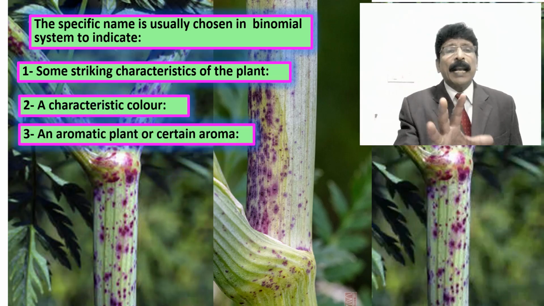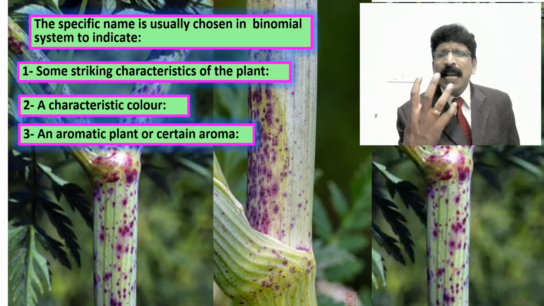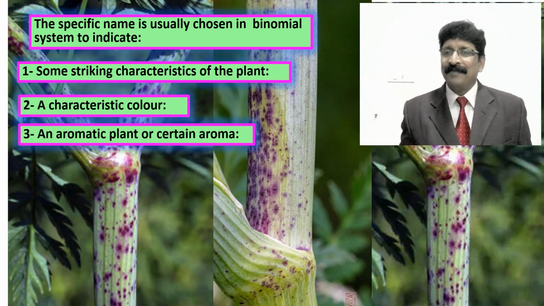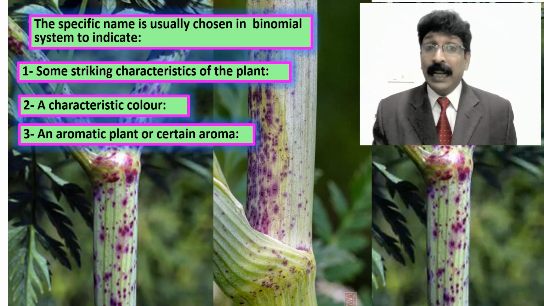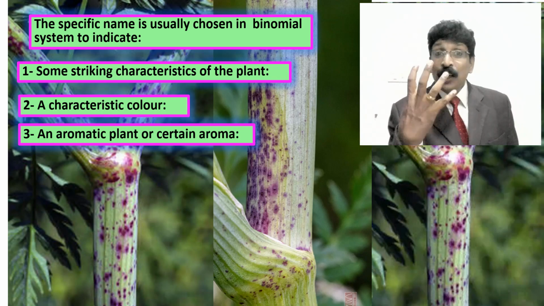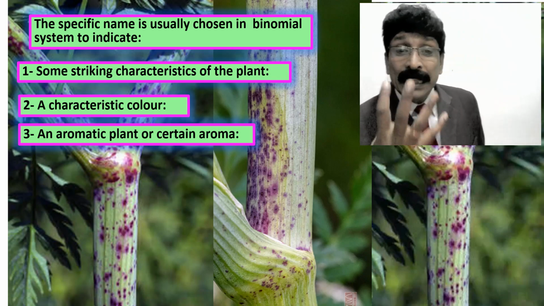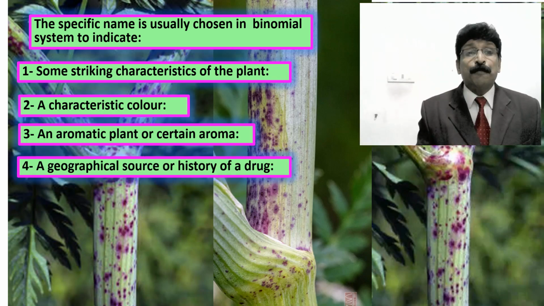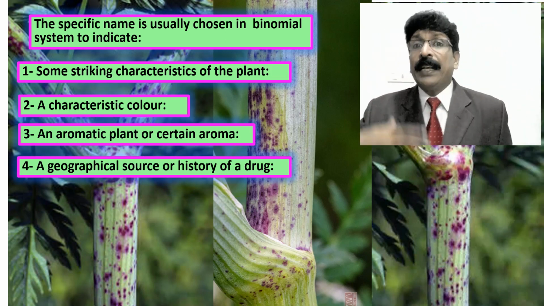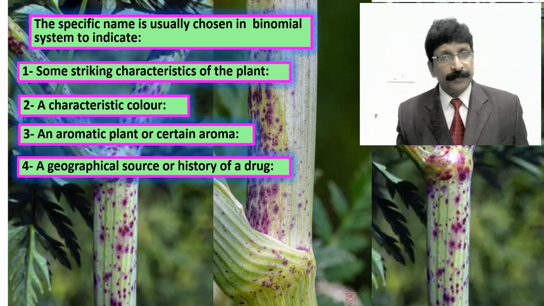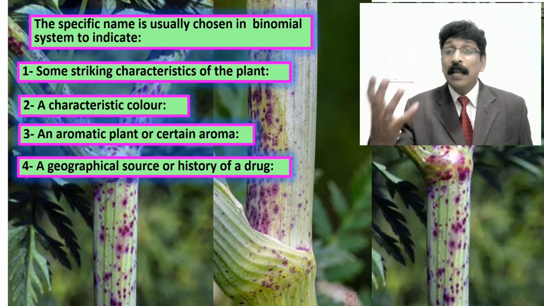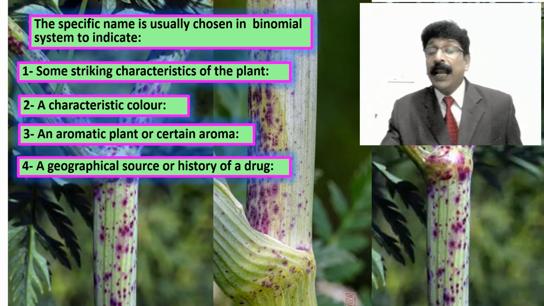And the next one, a characteristic aromatic plant. Aroma, certain aroma, flavor, volatile oil, like clove. So you can see Caryophyllus. You can see, you have written that flavor, the name will come in the species. Sometimes a geographical source or the history of the plant or the drug can also be given, like indica, africana, zeylanicum. So like that, the place name, the geographical area name can also be given.